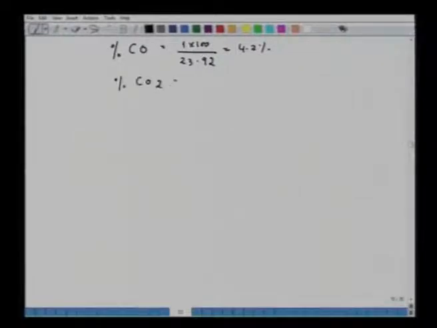Percentage CO2, similarly you can calculate, 8.44%, percentage H2O is equal to 16.8%, and percentage nitrogen is equal to 71.6%. So, this is one method of creating different atmospheres using less than the stoichiometric amount of air. Similarly, for this purpose methane can also be used, and accordingly the proportion of air can be adjusted depending upon the type of atmosphere that is needed.